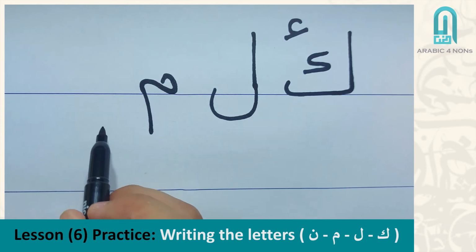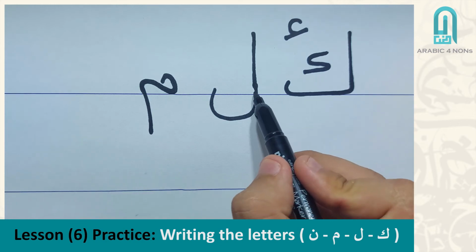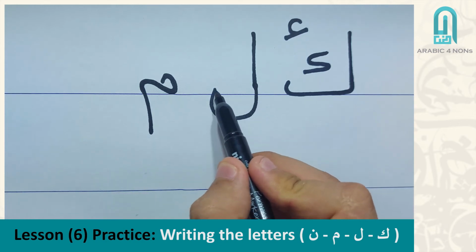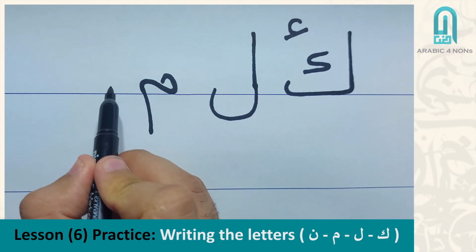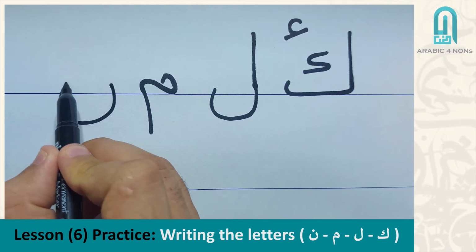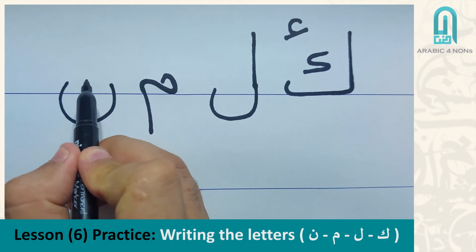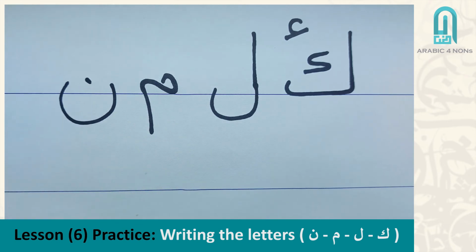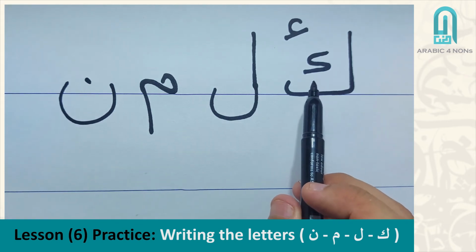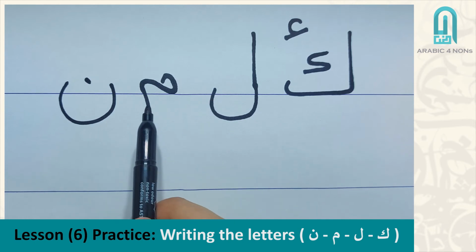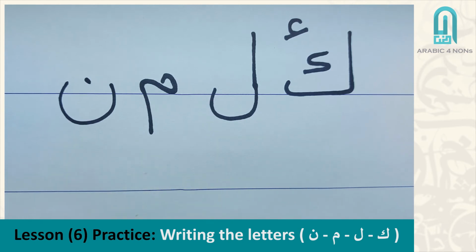The last letter in this lesson is very easy. You see this curve here is only one curve, like this. And then one single dot here. So this one, letter K, Le, Me, and then Ne.